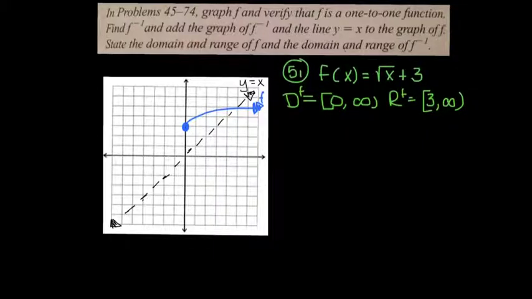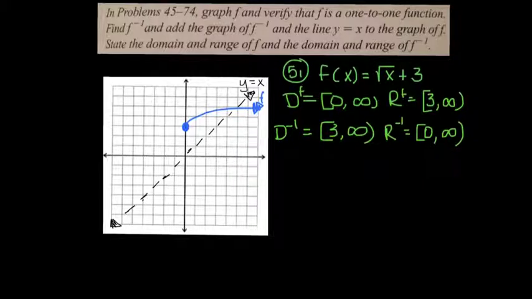Without any calculations, I can very quickly get the domain and range of the inverse. The domain of the inverse is simply the range of the original, so that will be 3 to infinity. And the range of the inverse is the domain of the original, which will be 0 to infinity.